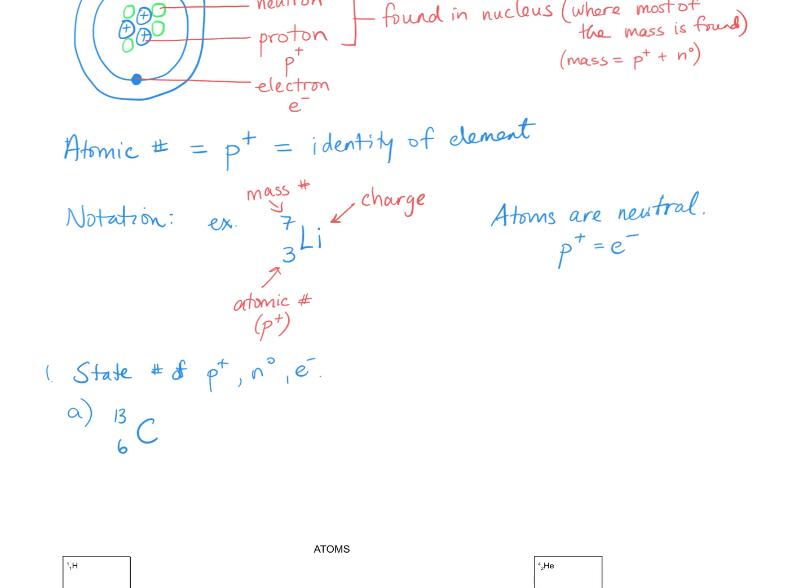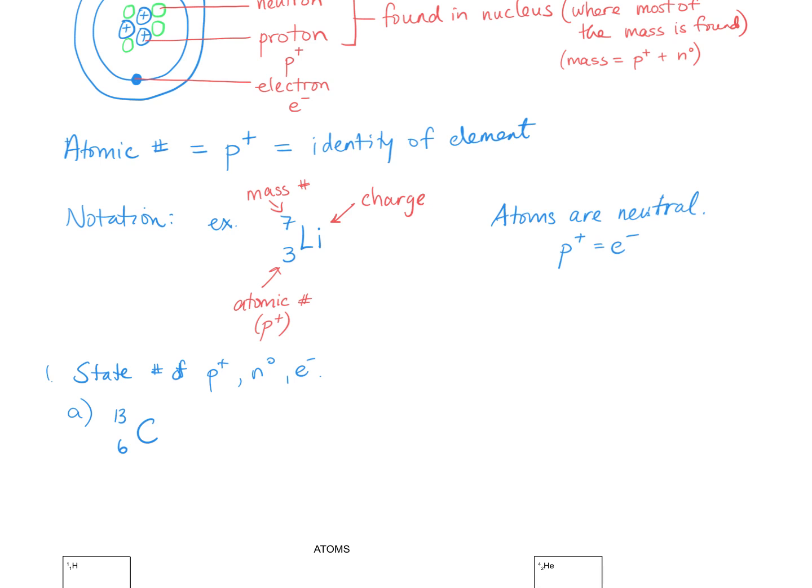Okay, so use what you've learned here. The bottom number is the atomic number. That tells you the protons. The top number is the mass. Remember, the mass is the protons and the neutrons. So this is the protons and the neutrons, and this is the protons. We're trying to figure out the neutrons from here. And then, remember, if there's no charge, then the atom is neutral, so protons has to equal electrons.